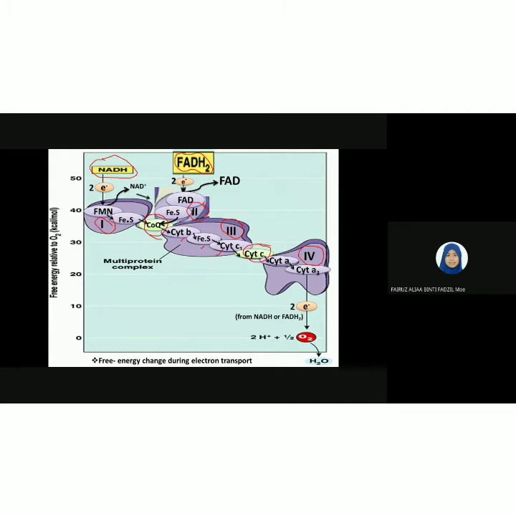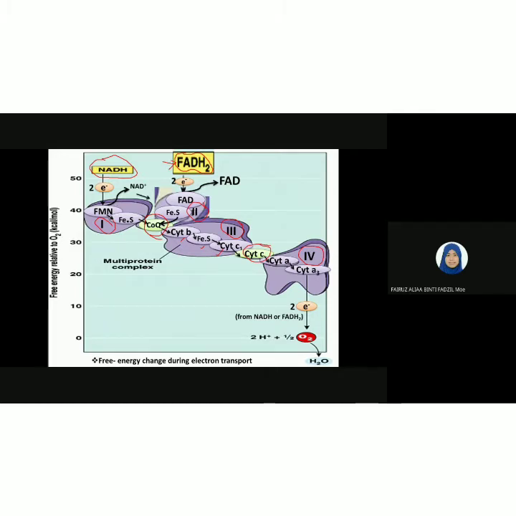Again, where does this NADH and this FADH2 come from? As we have learned previously, NADH is produced from the process of glycolysis, the link reaction and the Krebs cycle, isn't it? And FADH2 is produced from the Krebs cycle. So once they are produced there, they will go to the inner membrane of the mitochondria, and then they will pass the electrons to all these protein complexes embedded in the electron transport chain.